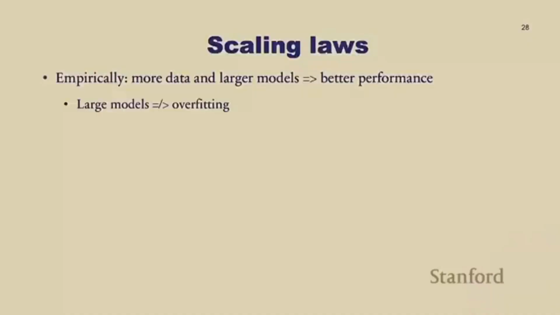Great, scaling laws. So the idea is that what people saw around 2020, or at least have been able to show theoretically or empirically since 2020, is that the more data you train your models on, and the larger the models, the better the performance.